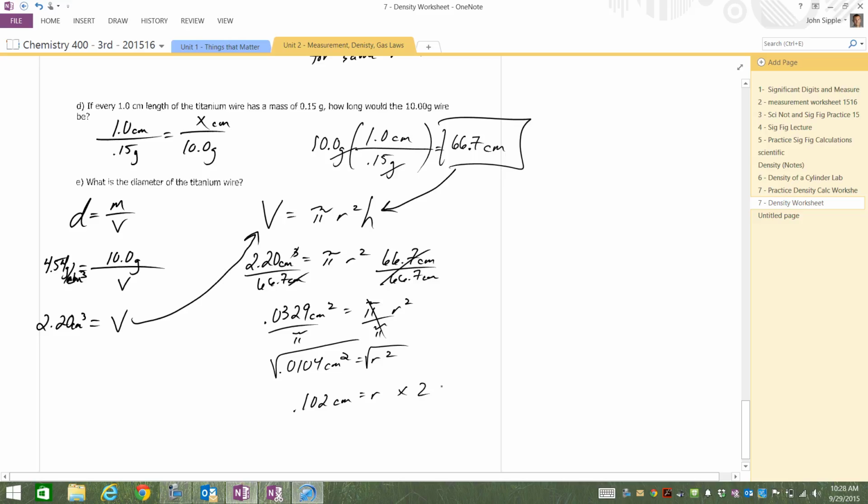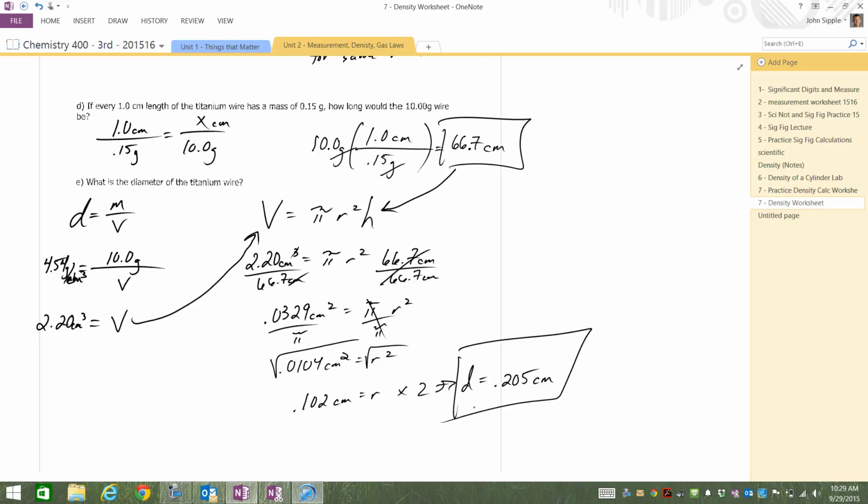Multiply that by 2 to get me the diameter. And I got diameter is equal to 0.205 centimeters. That makes a little more sense. Still kind of a thick wire though. Okay. Not super thick, but it's going to be pretty thick. Got two of the little tiny hash marks on here, 0.2. All right. Still fairly thick though, compared to a normal wire.